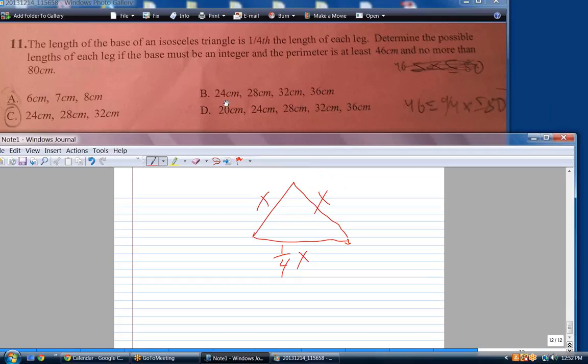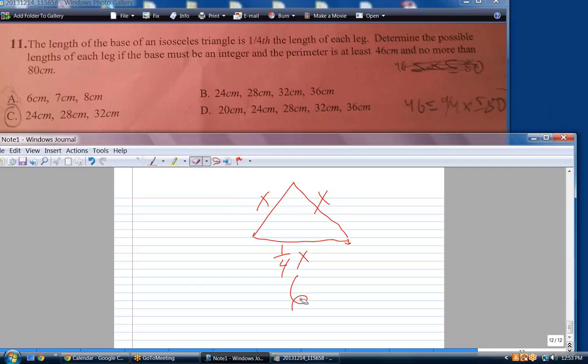Yeah. B, if we choose the smallest number for x, that would be 24, 24, and 6. So that would be a perimeter of 54, which works. So 24 works. Does 28? You see what I'm doing here? They're saying, if this is the correct answer, x could be 24, x could be 28, or x could be 32. So I'm going through each one and checking whether they indeed could be that.